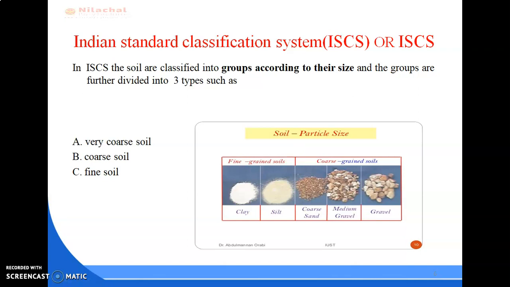So, this is the figure, soil particle size. This is the fine grained soils, clay and silt. These are the examples. Then coarse grained soil, coarse sand, medium gravel, and this is the gravel. Which one is very coarse soil? In the next slide again we will discuss briefly the types of soil.